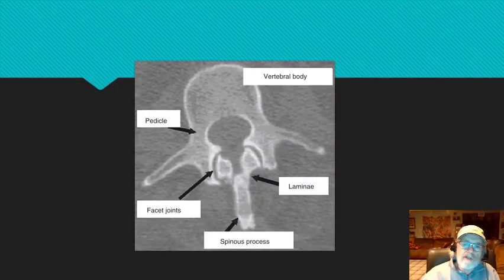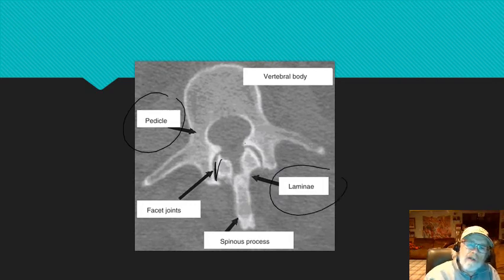This is just a CT scan showing the vertebral body, the pedicle. Here's the pedicle. Here's the lamina. These are the facet joints right there. That's a facet joint right there. Here's the spinous process. This is another lamina right there. That's the other pedicle.